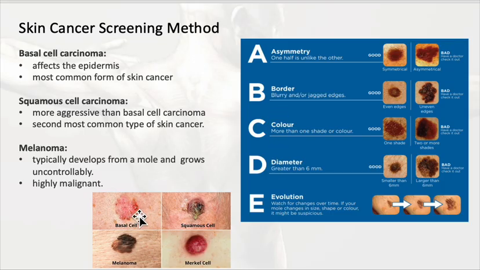We can see asymmetry, so one half is unlike the other. We can see in this region in particular, the border is blurry and jagged as well, especially in this region. There's more than one color. We see a darker red here and darker red regions throughout with some lighter regions. And the main thing, as I mentioned, is evolution over time. Changes in moles are the largest sign that the mole could be cancerous.